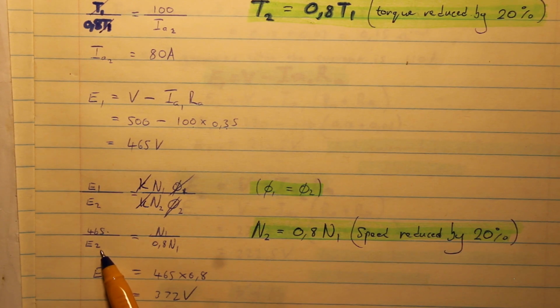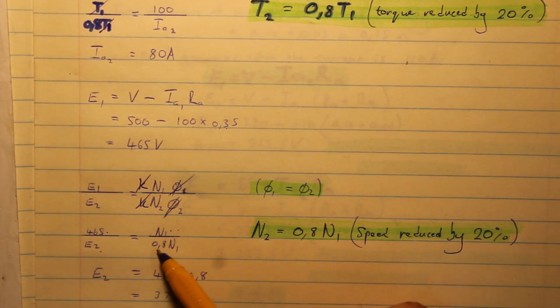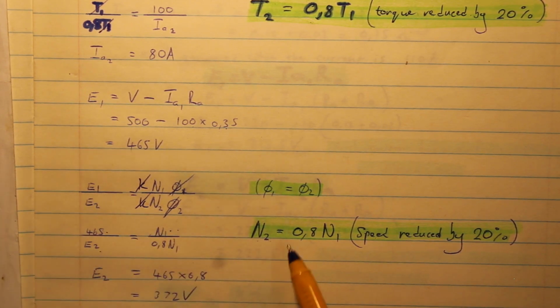We want the new back EMF at the slower speed, and we have N1, which is, well, we don't have N1 actually. But they told us in the question that the speed is being reduced by 20%. So therefore, N2 equals 80% of N1. So that means it's reduced by 20%. So it's 80% of N1.